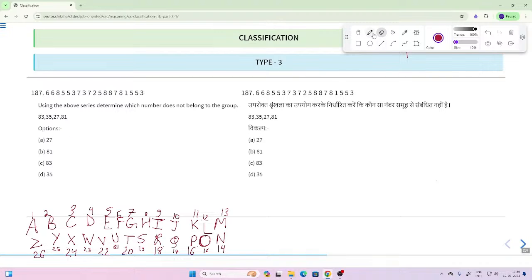Perfect. Now we move on to type 3. In type 3, we have been given a set of numbers and we have to determine which one does not belong to the group. 83, 35, 27, 81. 83, 35, 27, and 71. Okay, 81, sorry. It's not 71, it's 81.